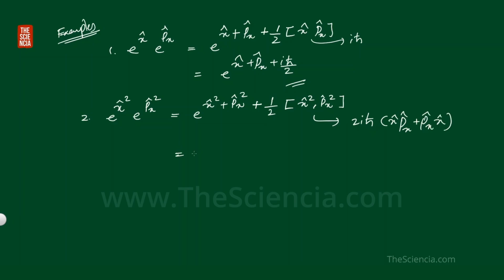So this is equal to e raised to x cap square plus p x cap square plus 1 by 2, and the 2 cancels, remaining i h cross x cap p x cap plus p x cap x cap. Okay.